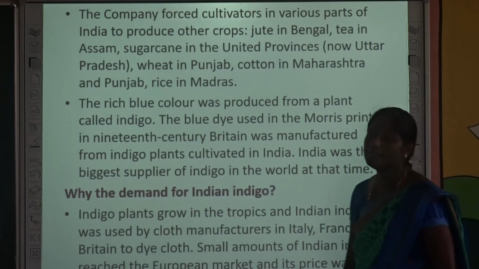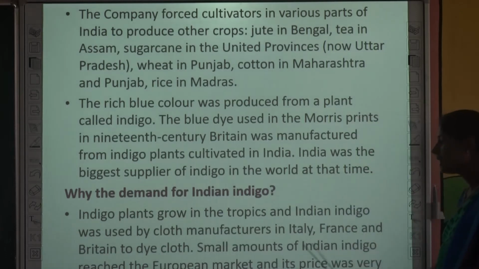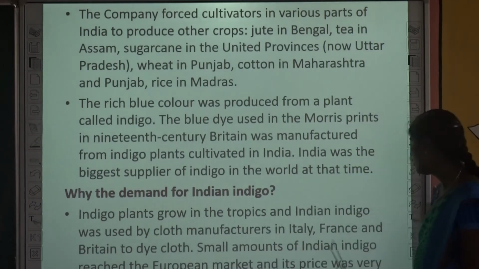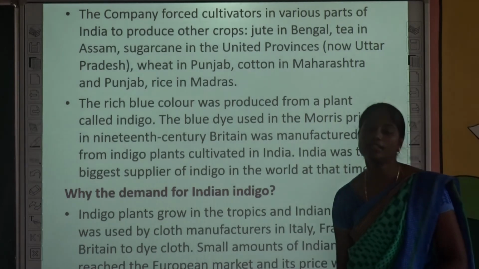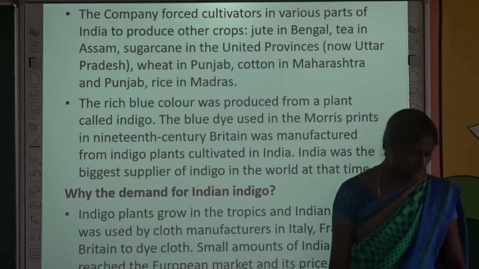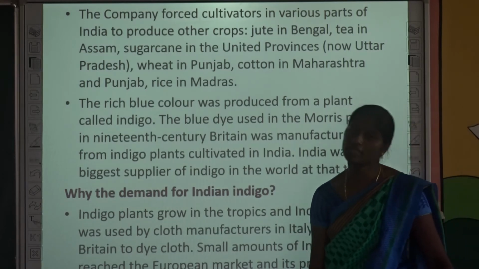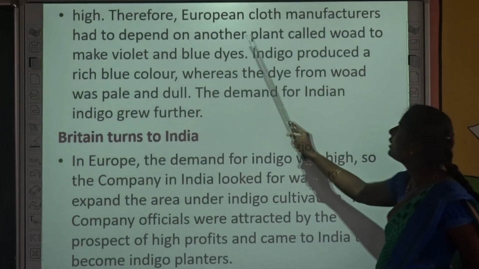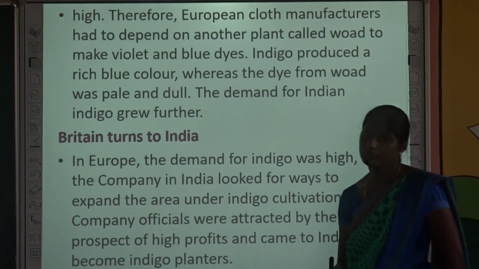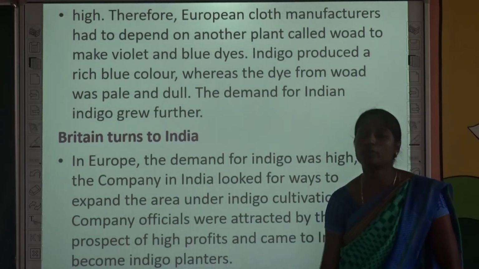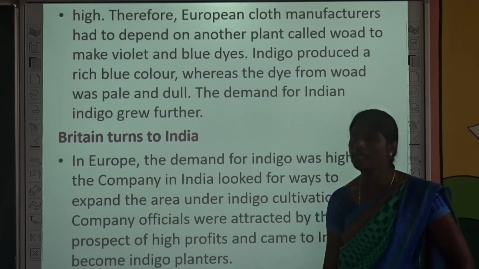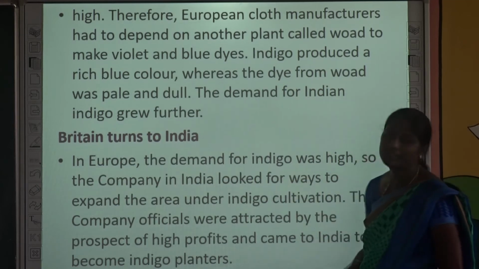So this dye was used by the people of Italy, France and Britain to color their cloth. Small amounts of Indian indigo reached the European market and its price was very high. Only a little of the plant was exported to Europe, so they had to search for an alternative.